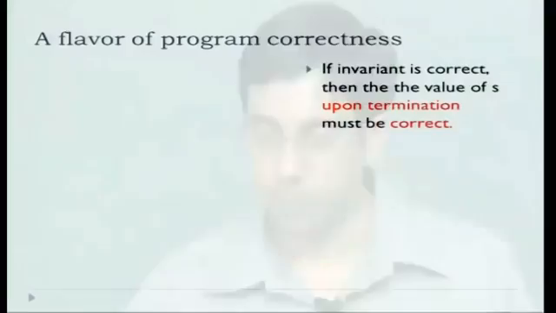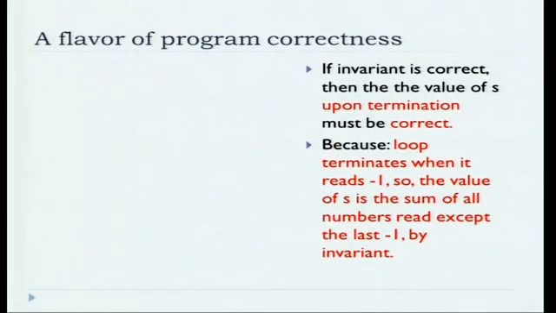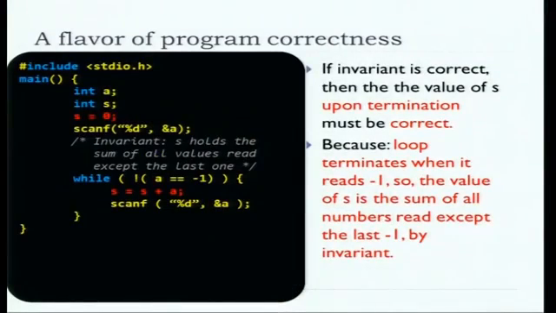Okay. So if the loop invariant is correct and the program maintains the loop invariant, then the value of s when the program stops will be correct. Okay. Why is that? Because the loop terminates because the last value read was a minus 1. Okay. And the invariant says that s holds the sum of all values except the last value. Okay. So this means that s holds the sum of all numbers except the minus 1.